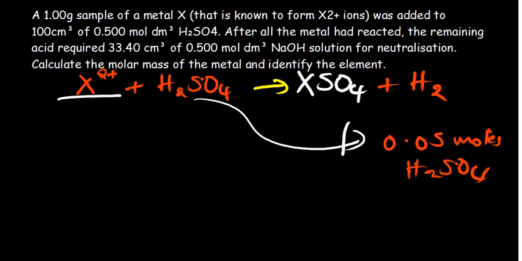Now we'll go to the second part of the experiment. After all the metal had reacted, since all the metal had reacted, it tells us it was the one that was limiting. The remaining acid required 4.40 cubic centimeters of 0.5 molar sodium hydroxide. So we have another reaction now. This is a reaction between our same acid again, which was in excess, now reacting with sodium hydroxide.